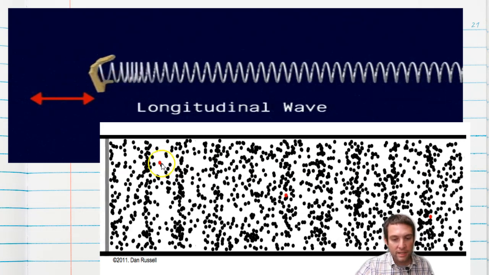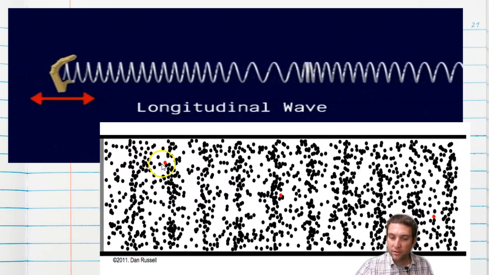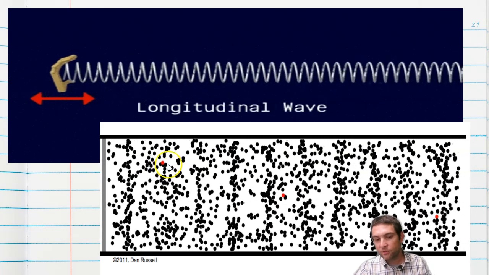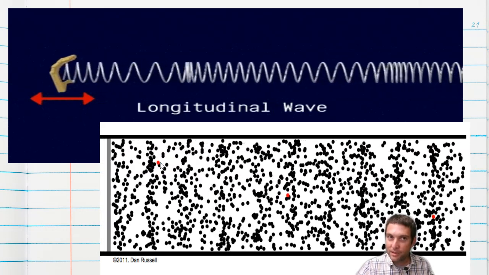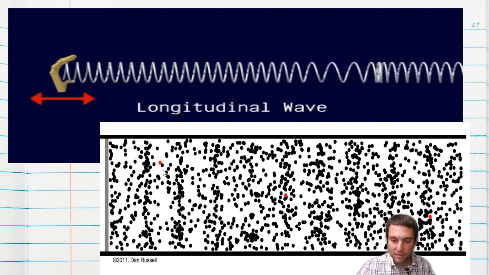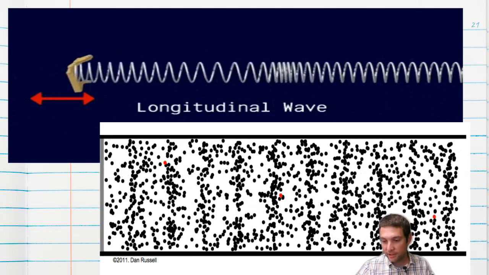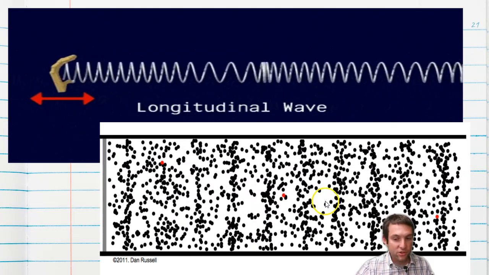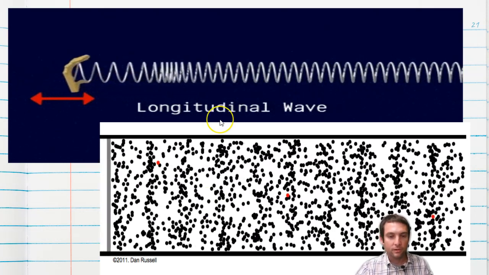Take a look at this red dot and notice how the displacement is still 0. Yes, it's moving a little bit to the right, it's moving a little bit to the left, but remember, displacement, direction matters. So the net displacement of this red dot is 0. Same with this red dot. Same with this red dot. The dots are staying in place while the energy moves along.